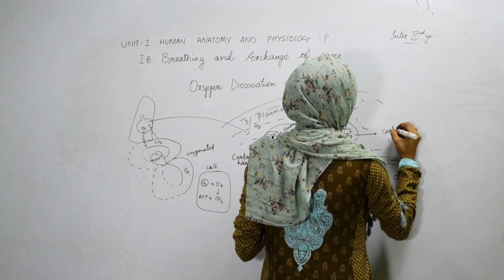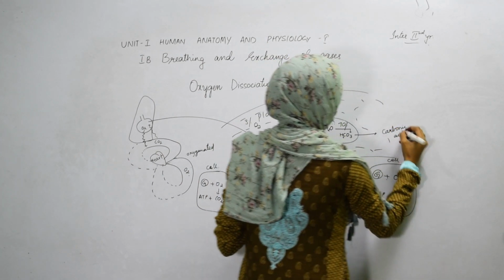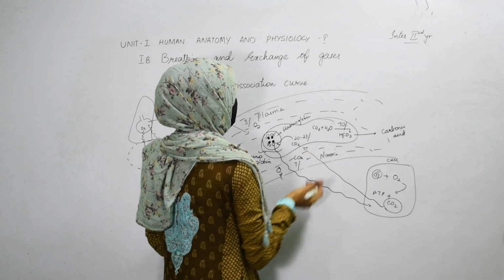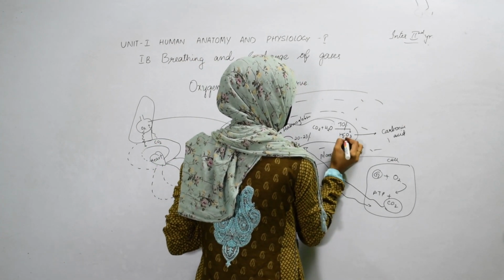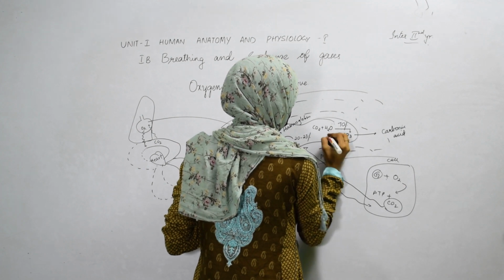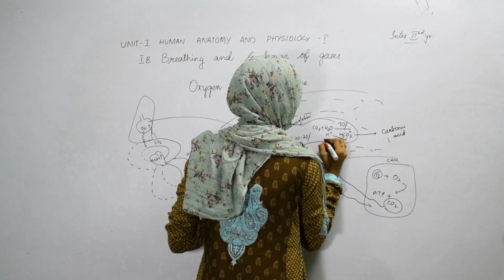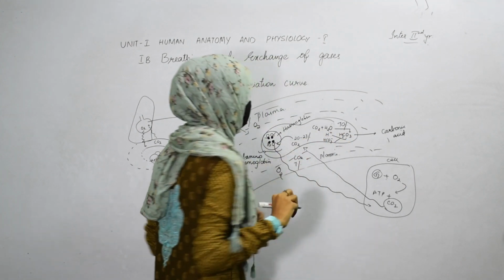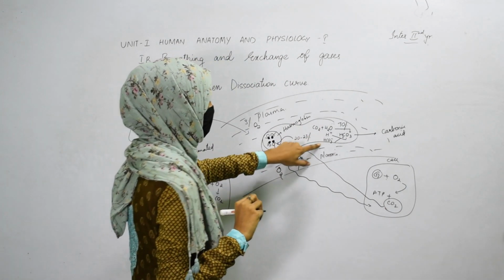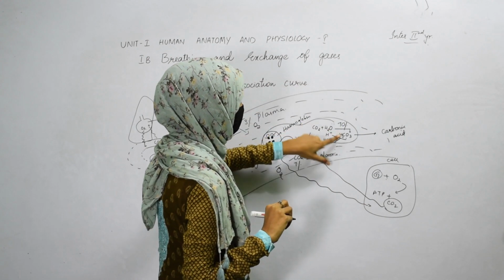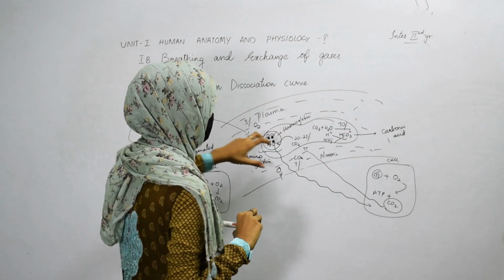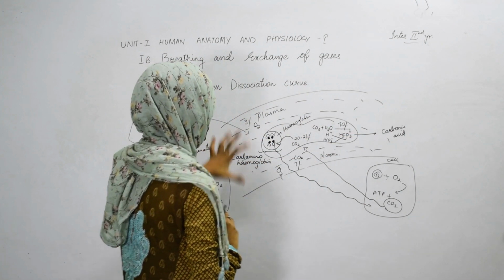H2CO3 is carbonic acid. So, the acid is released after the carbon dioxide reacts with water molecules. This acid splits and gives H+ ions and HCO3- ions. H+ ions and HCO3- ions are released by the breaking of the carbonic acid molecule. So, once again I will explain this one.